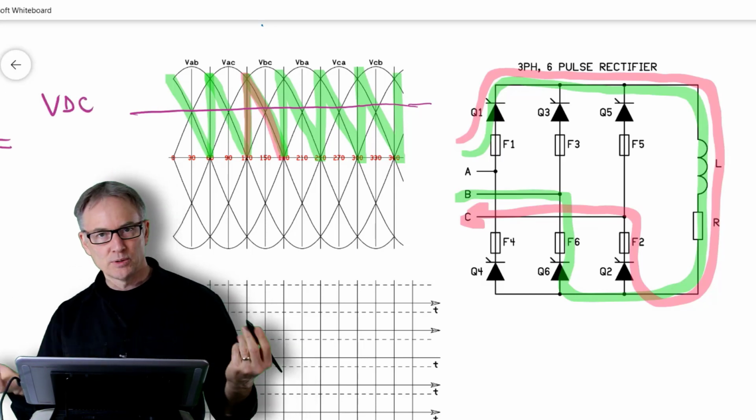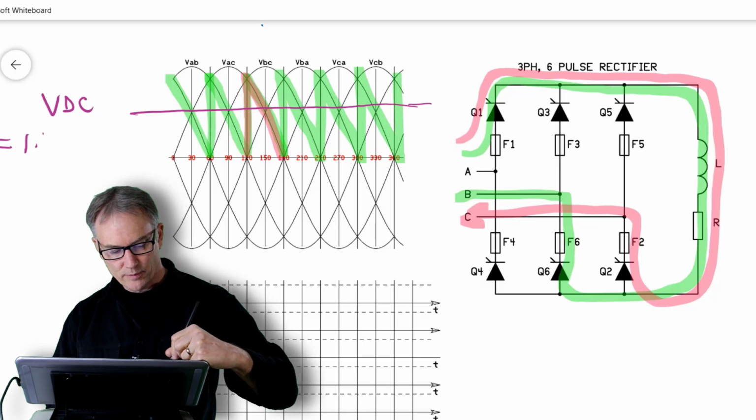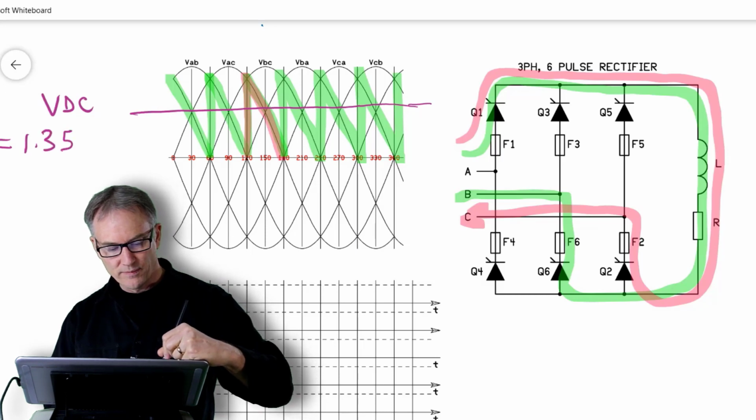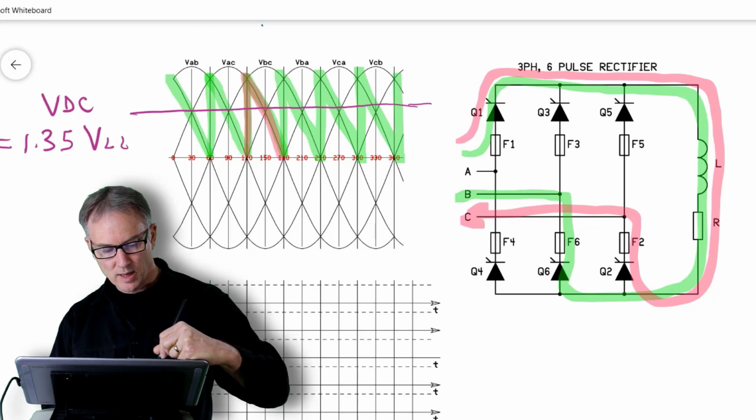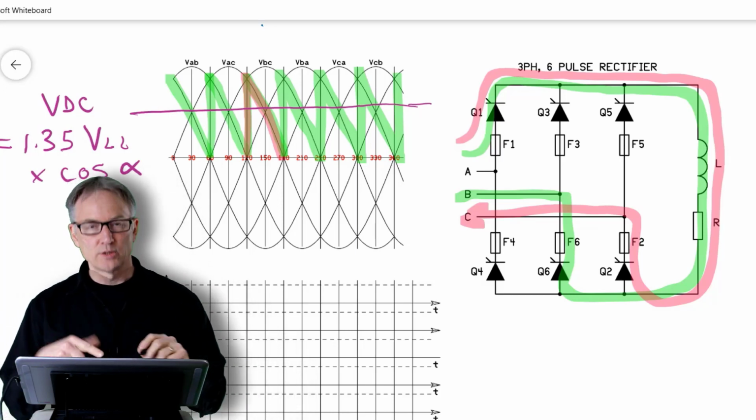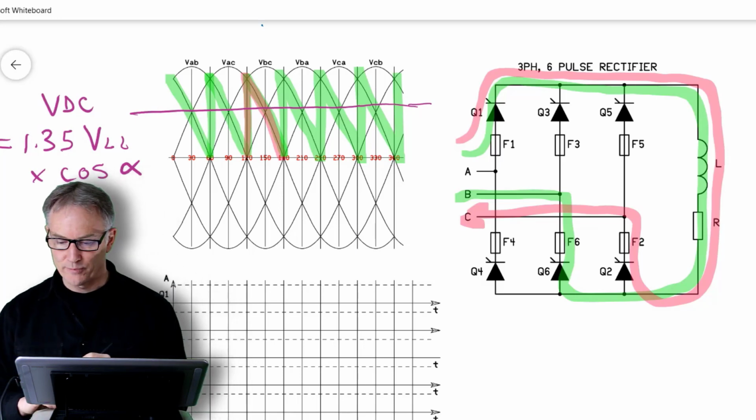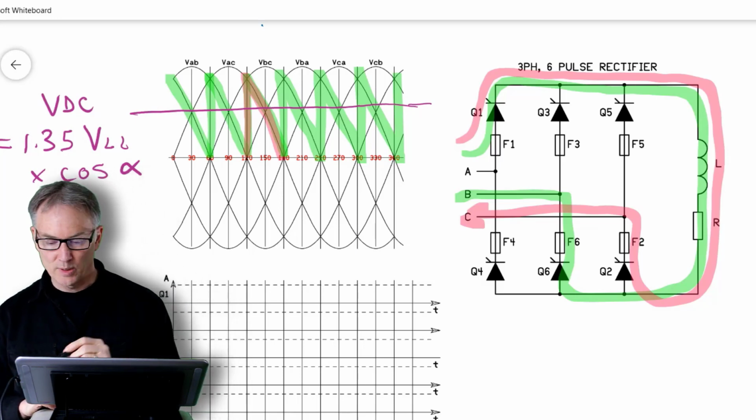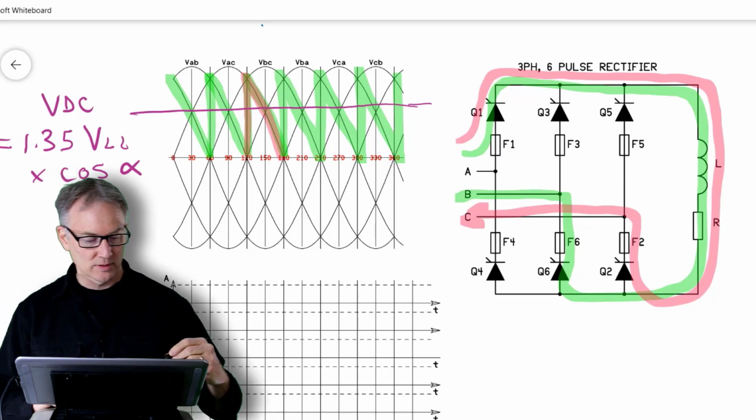And if you look in the Wildi textbook, you're going to see that the formula for that is 1.35 times the V line to line voltage times the cosine of your firing angle. Okay? And we're going to do some work problems using that formula a little bit later on. So anyways, that represents the case for 60 degrees, right?